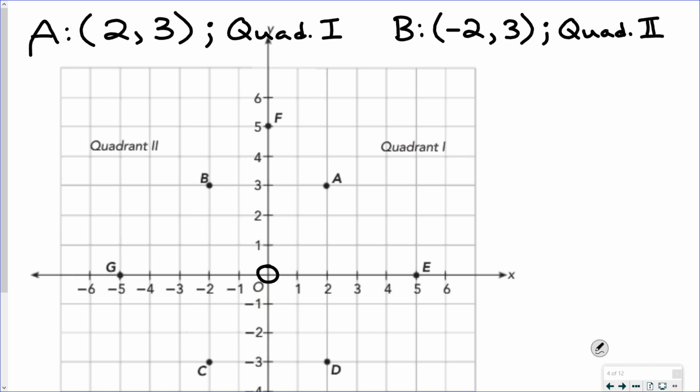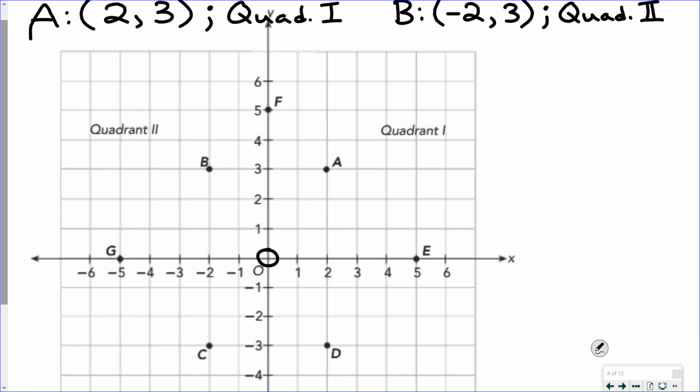So my next point is C. I'm going to scroll just a little bit so we can see C a little bit better down here at the bottom. For C, I once again come back to the origin. And to get to C, I move 2 places to the left first. So once again, my x-coordinate is -2. And to get to C, I'm now moving down on the y-axis. And as I go down, you can see those numbers are negative numbers. And I move down 3 places. So the y-coordinate for C is -3. And that puts point C in quadrant 3.